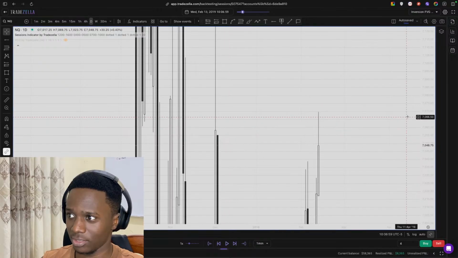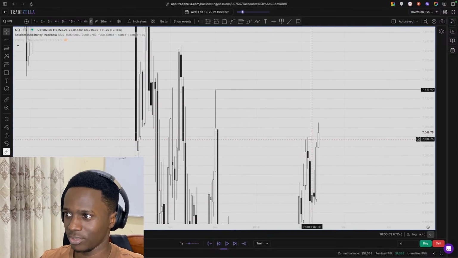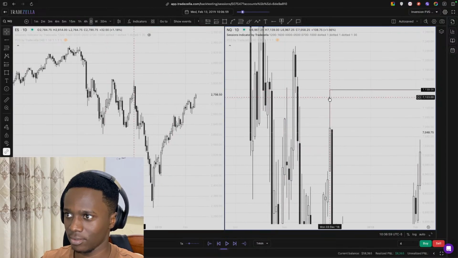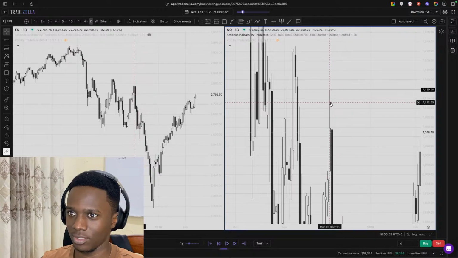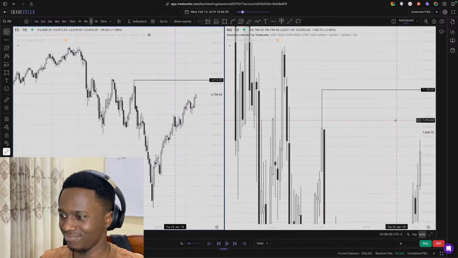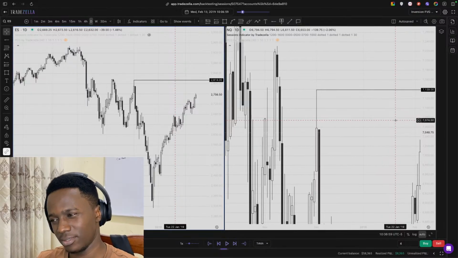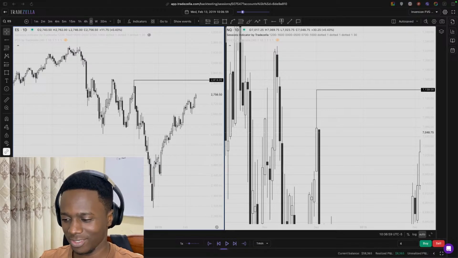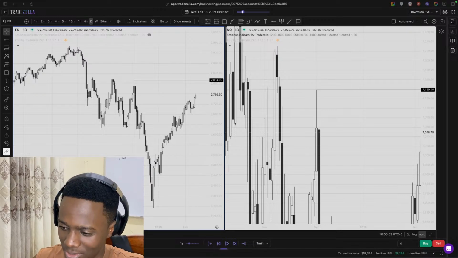As of now I can see that we didn't hit this. We hit this draw already, but we haven't hit this draw yet. This high here. And ES also hasn't done the same thing, I believe. ES also hasn't hit this high, so you can determine the bias here. It's a little bit hard.